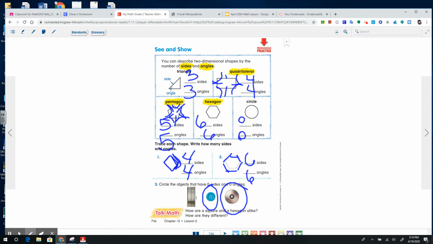In the talk math, how are a square and a hexagon alike? How are they different? Squares and hexagons definitely have similarities, but they also have differences. So talk to somebody at home and tell them what makes a square and a hexagon the same. What are some things they have in common? Like, we know they're both 2D shapes, so that makes them kind of the same. But they definitely have some differences too. Remember that letter X has a lot to do with a hexagon, making it quite unique.